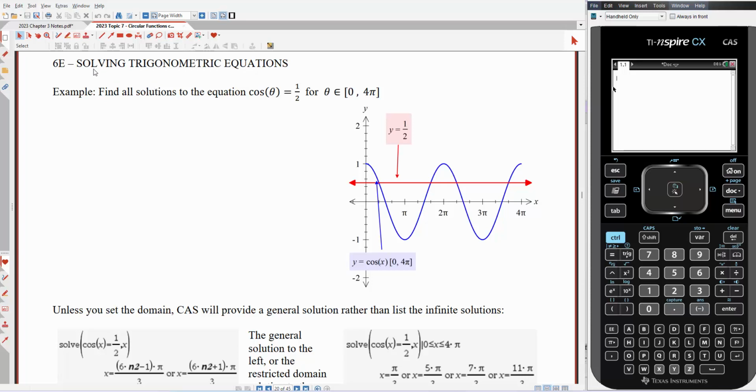We've been solving functions for quite some time now. Today we'll be using similar techniques that we've been using in the past to solve trig equations.